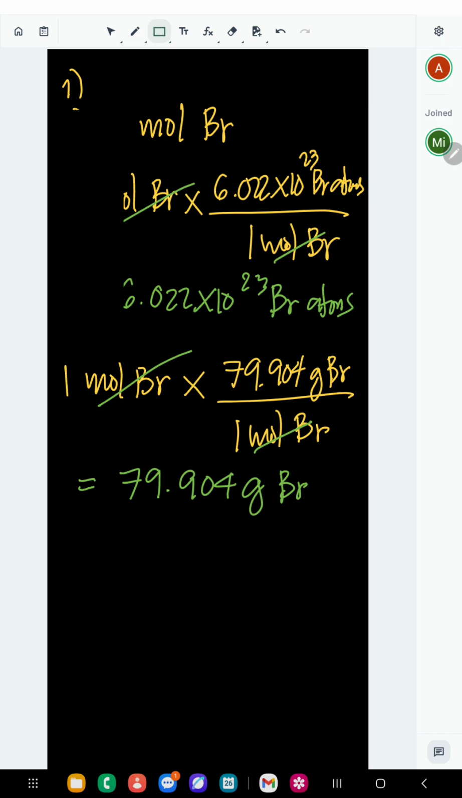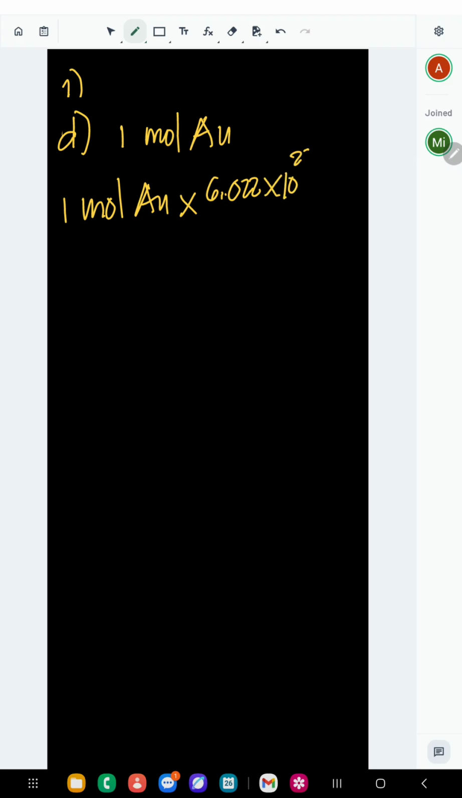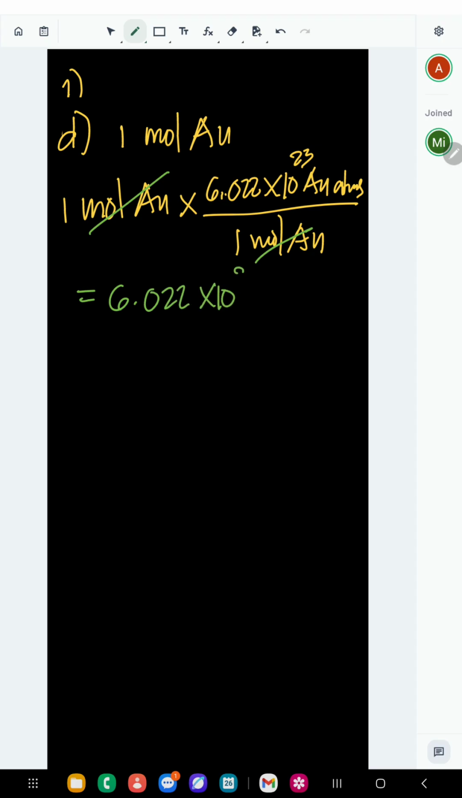Then for letter D, we have 1 mole gold. Au is gold, right? So 1 mole Au times 6.022 times 10 to the 23rd Au atoms per 1 mole Au. Then the mole unit cancels out. Then this is just 6.022 times 10 to the 23rd gold atoms.